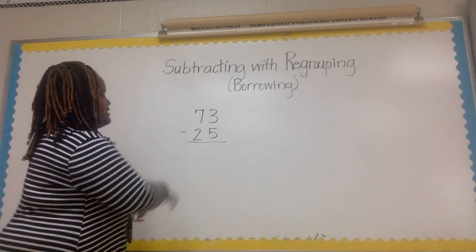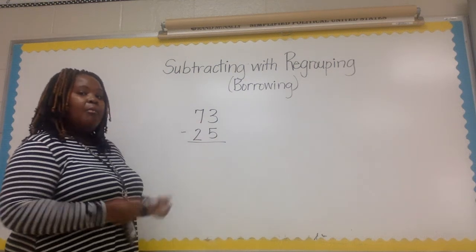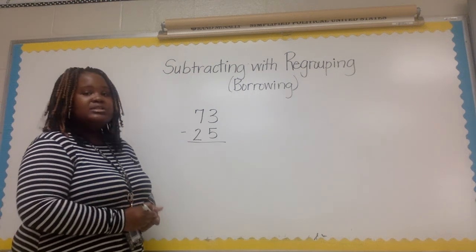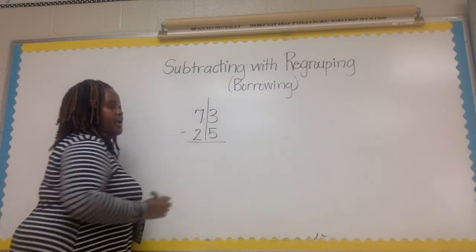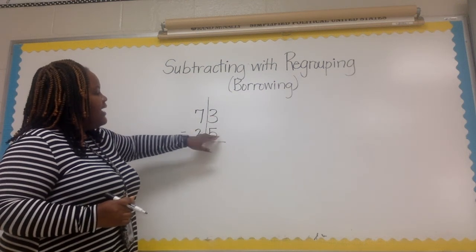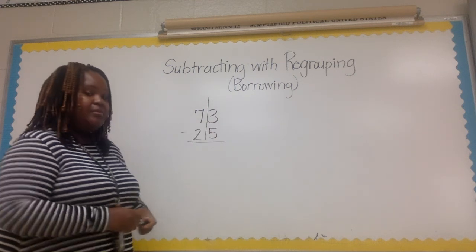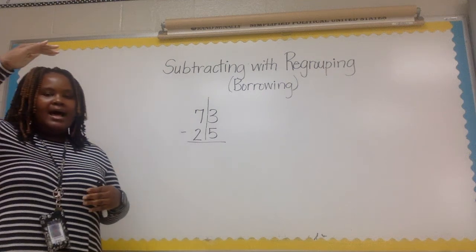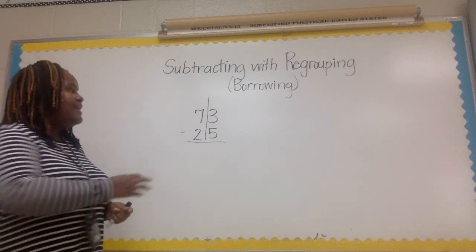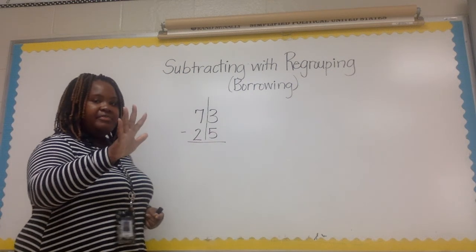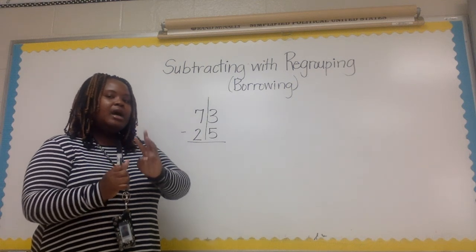So if I had this as my problem, 73 minus 25, I would first start by looking at the numbers in my ones column, okay? So I'm going to start here looking at my numbers here. And so I'm trying to figure out if I can take 5 from 3. And we already know that whenever you're subtracting, the number on top has to be larger than the number at the bottom in order to take from it. I cannot possibly take 5 things if I only have 3. Okay? And so, because of that, this is why we call it borrowing.